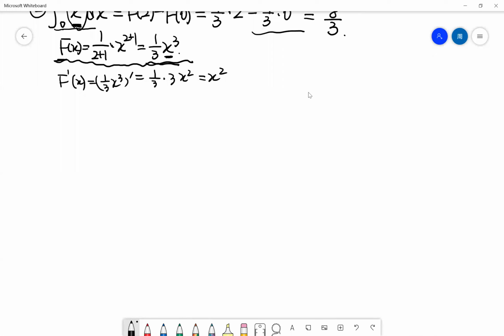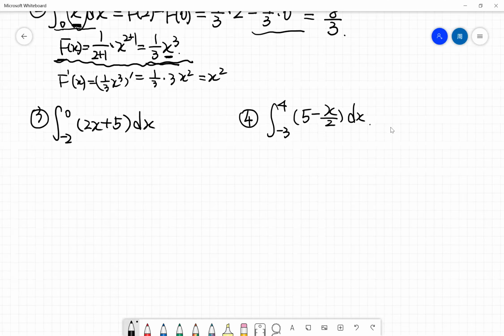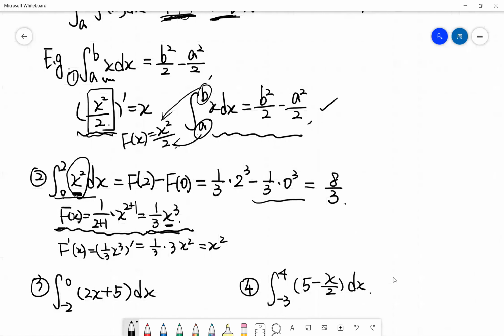The first two questions are really simple. Number 3 here: from -2 to 0, 2x plus 5 dx. And number 4 here: from -3 to 4, 5 minus x by 2 dx. So try to first calculate these two definite integrals by the formula above.